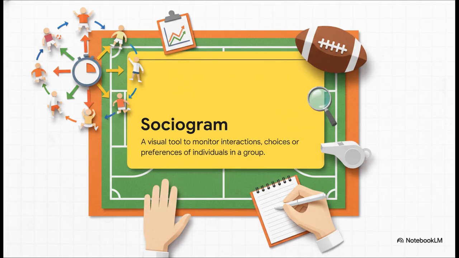So get your pens ready, because here's the strict textbook definition for your assignment notes. A sociogram is a visual tool used to monitor interactions, choices, or preferences of individuals in a group. I know, it sounds a bit like some fancy social media network graph, but in sports psychology, it's actually the ultimate team lie detector. It reveals exactly who likes who, who ignores who, and how the group really functions.